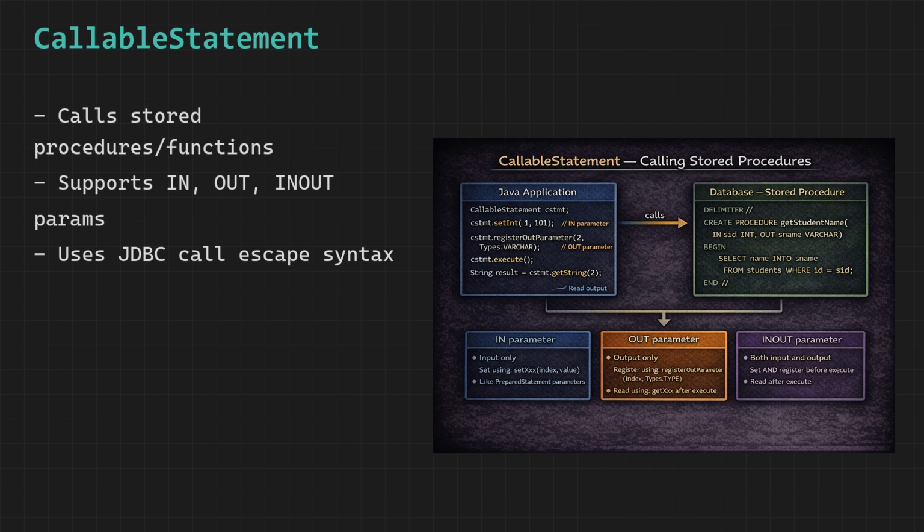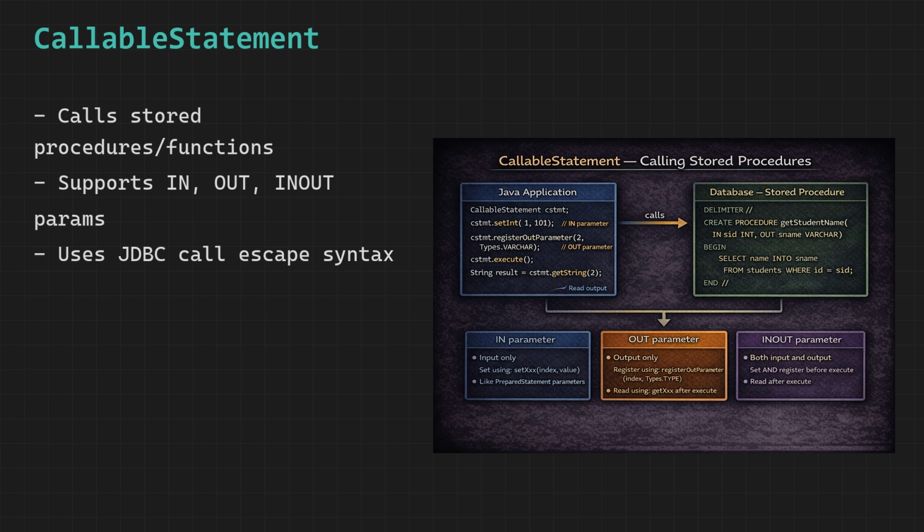There are three types of parameters in stored procedures. In parameters are exactly like prepared statement parameters, you pass values in from Java. Out parameters are how the stored procedure sends results back to Java. You register them before calling execute, and after execution you read their values. In-out parameters serve both roles. You set a value going in, and the procedure may replace it with a different value coming out.